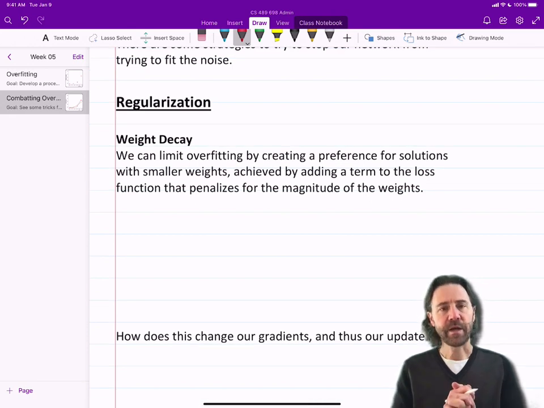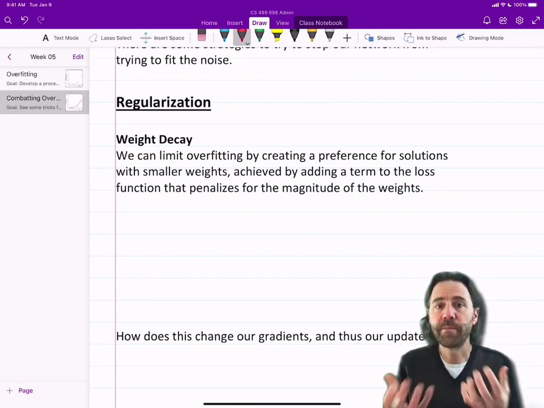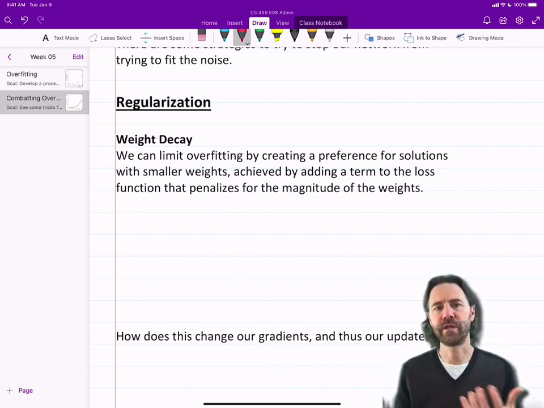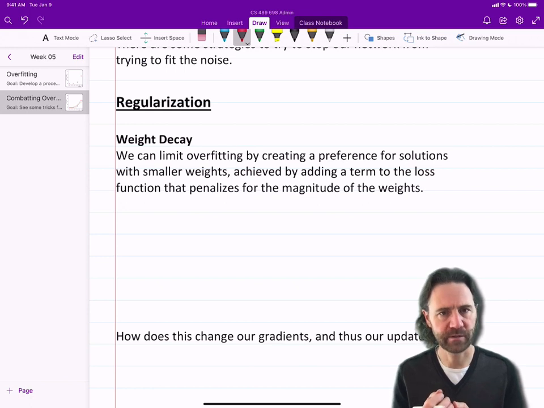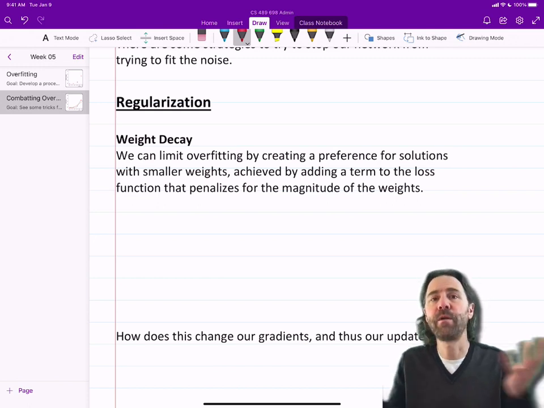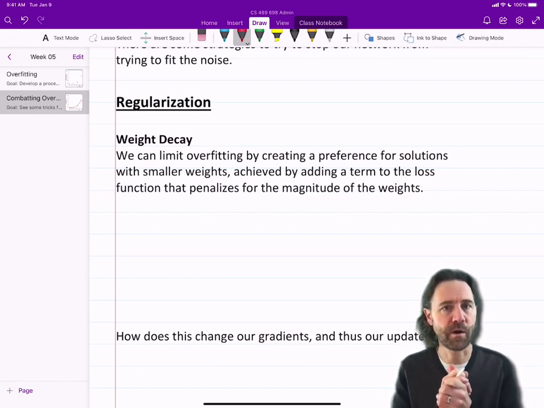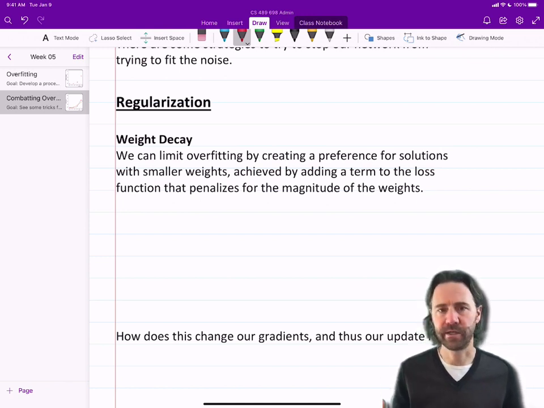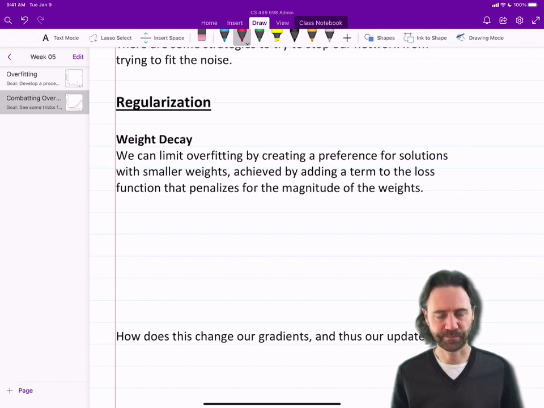So we can limit the overfitting or the capability of our model to overfit by creating a preference for solutions that have smaller weights. So we're basically saying not any solutions are equally preferred. We prefer solutions with smaller weights. So we achieve this by adding a term to the loss function that penalizes for the magnitude of the weights.